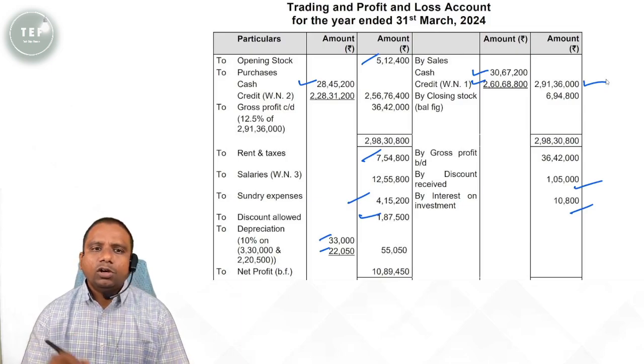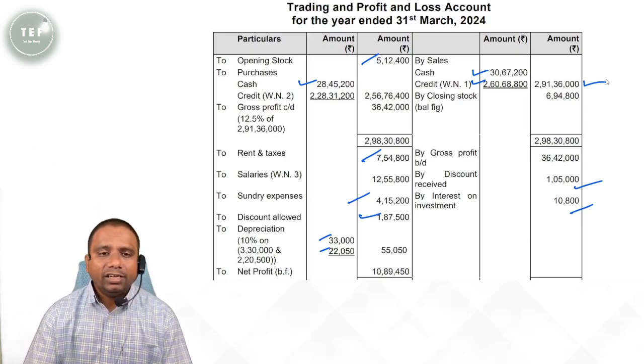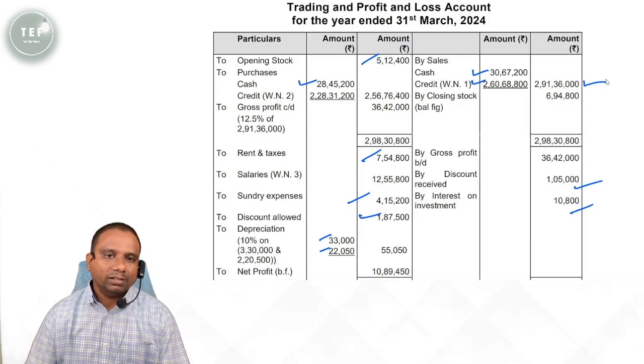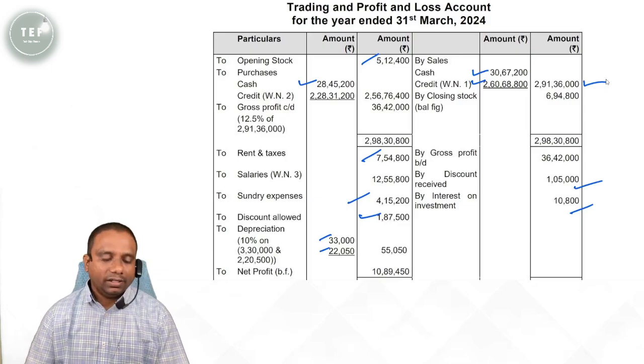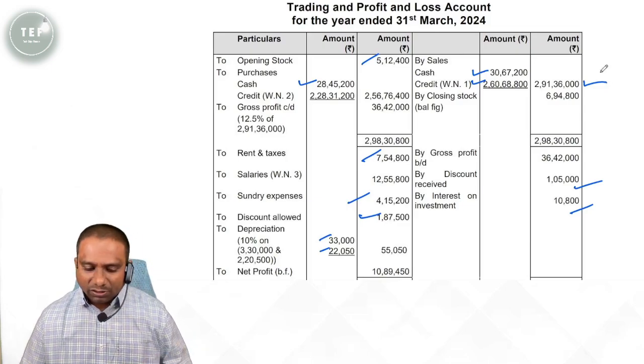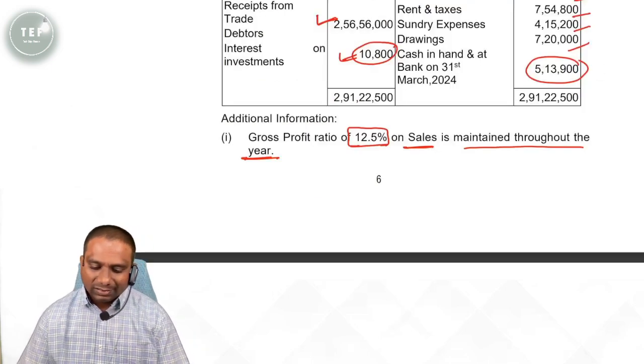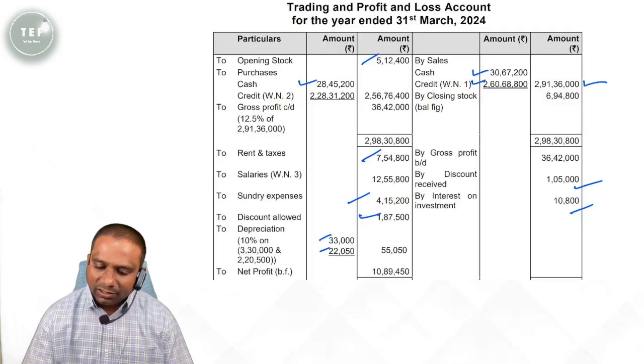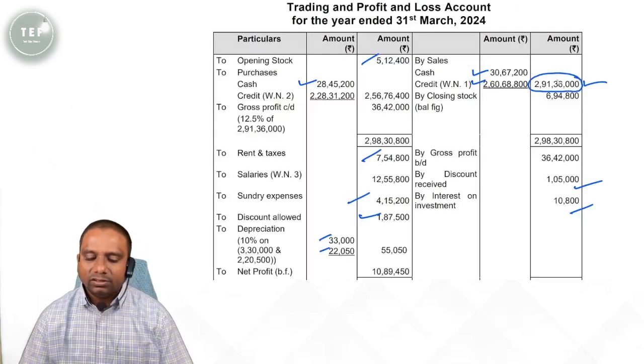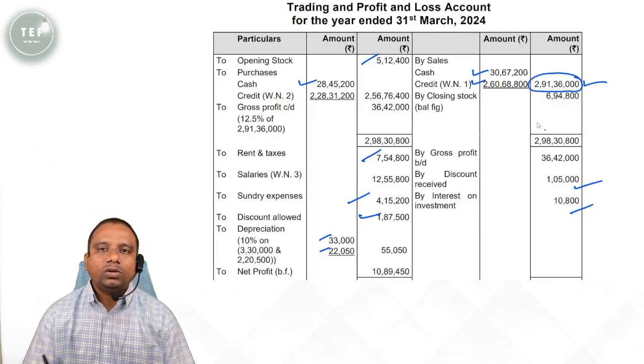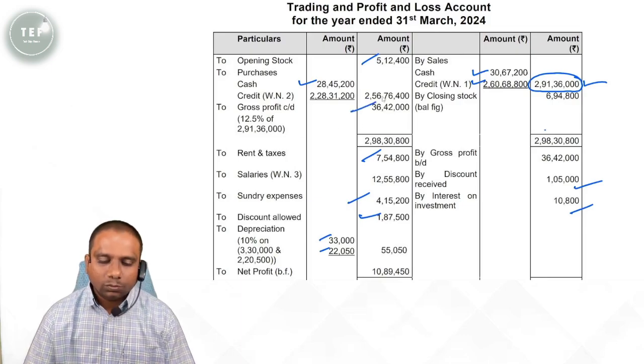Total sales. If you observe in the entire problem, closing stock not given. Closing stock we have to calculate. They said 12.5% is the gross profit on sales. So here sales are 2 crore 91 lakh 36,000. On that you calculate 12.5%, you get gross profit.